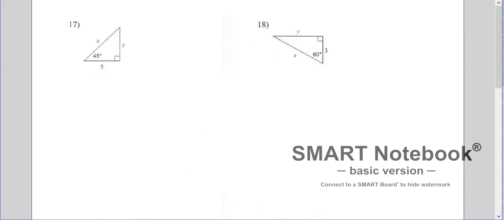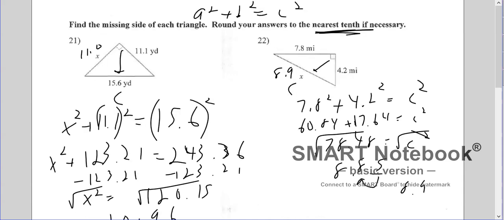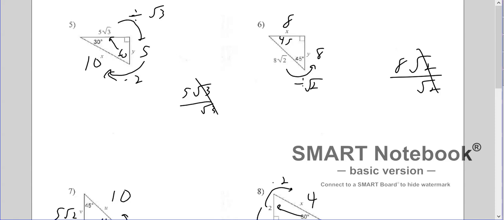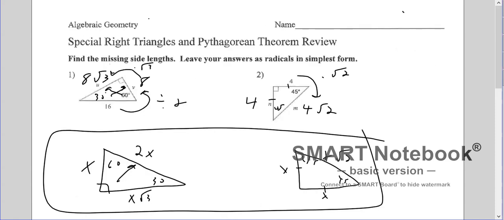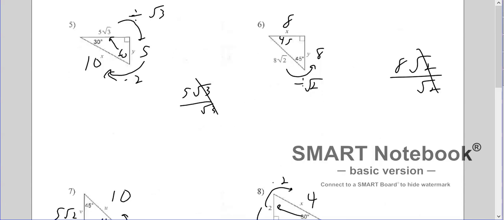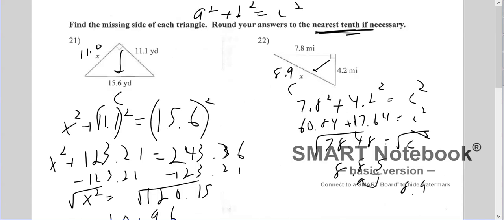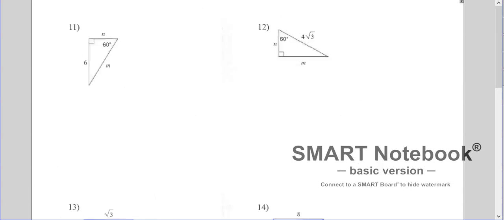Okay, I just noticed, I don't know why, these are numbered weird. 1 through 4, 5 through 8, 21. Wow. I don't know why the pages are out of order, but we'll just keep going.